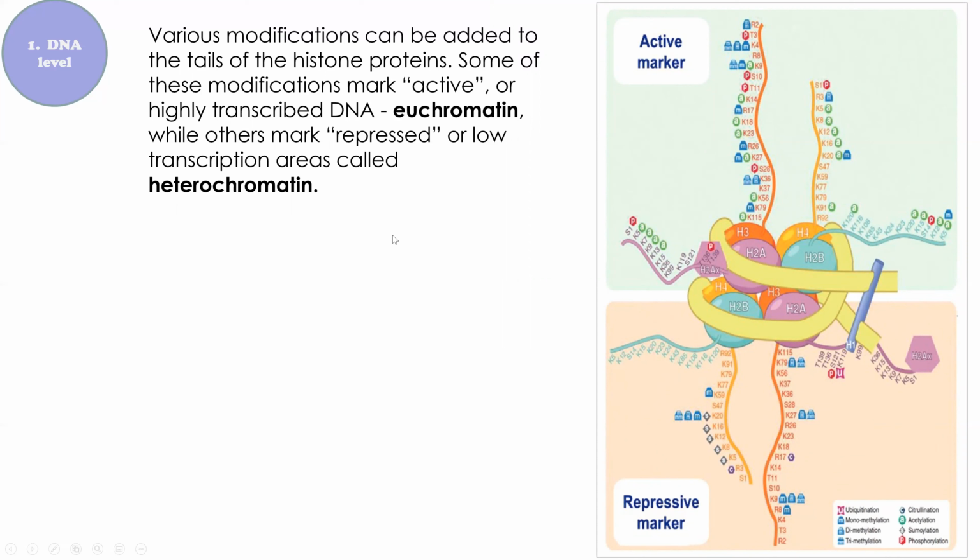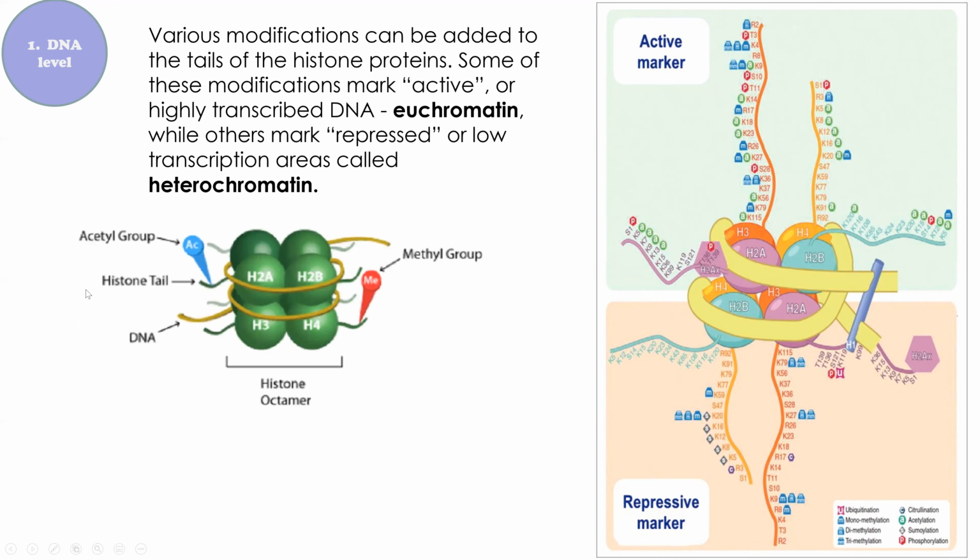So we can add various modifications to these proteins, and we can either mark them as active. Active chromatin is going to be more loose, and we're going to refer to this as euchromatin. Other times, when we don't want gene expression to occur in a region, we can tighten this down, sort of lock it down, and use some of these modifications to mark this area as repressed. We call these tightened up, compact regions heterochromatin. So we can think about, again, adding acetyl groups and methyl groups on these tails.